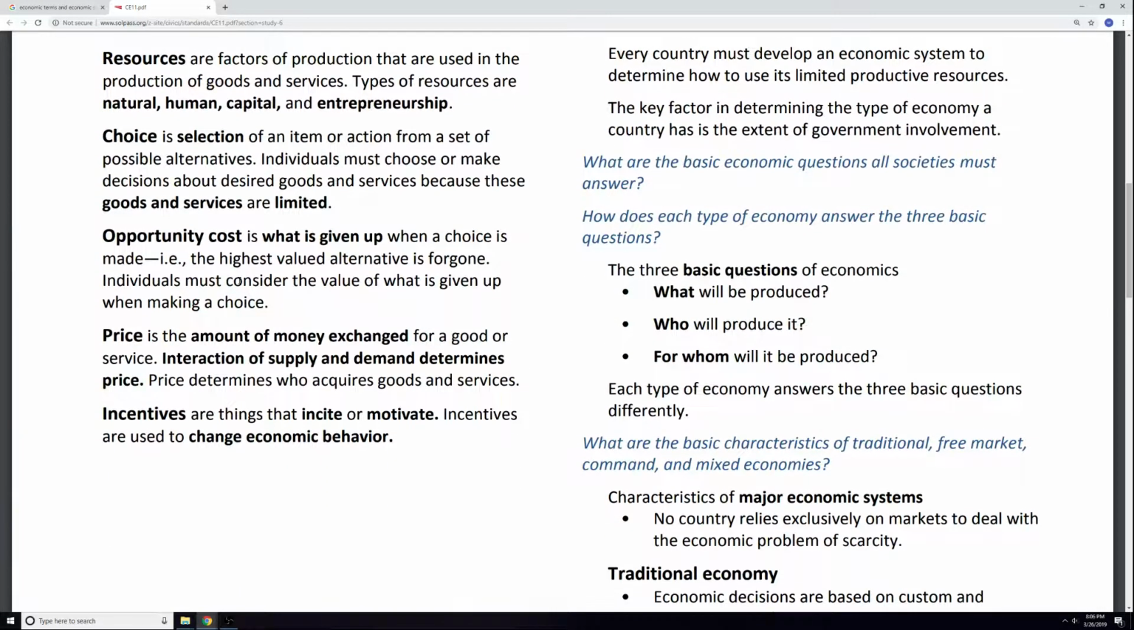Choice, I think you're good on. Opportunity cost is what you give up. So if I asked you, do you want a Pepsi or Coke? If you choose Coke, Pepsi was your opportunity cost. You cost yourself the opportunity to drink Pepsi.